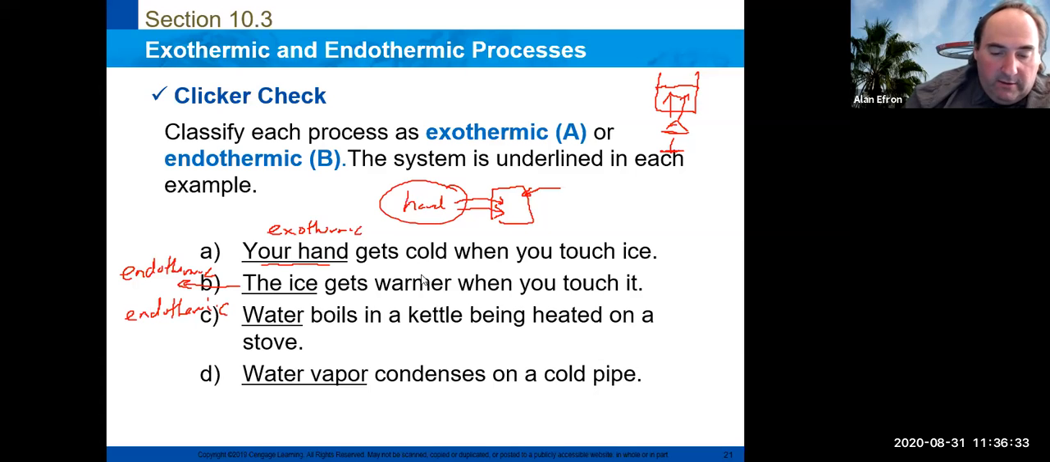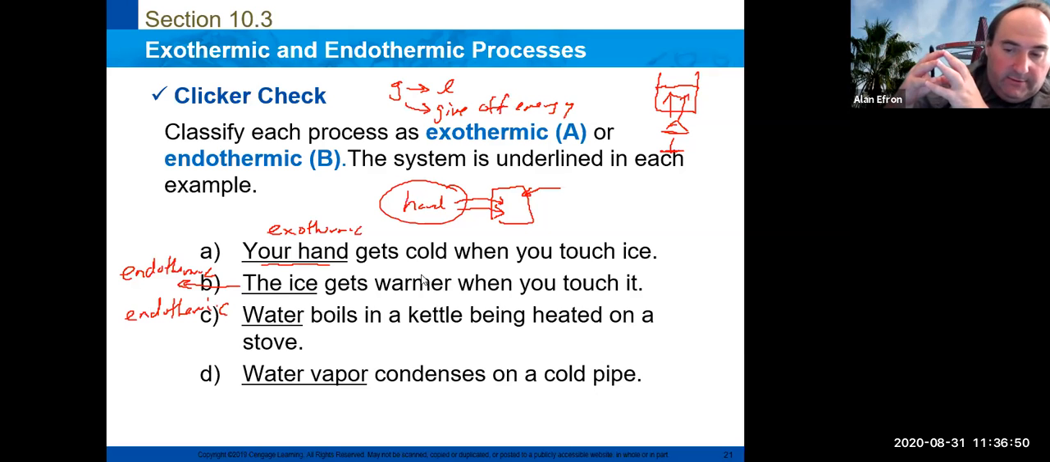And lastly, water vapor condenses on a cold pipe. So condensation is when we go from gas to liquid. And in order for that water vapor to go from gas to liquid, it needs to give off energy, because it will need to slow down to go into the liquid phase. When it does so, because it's giving off energy, that then would be exothermic in terms of the water vapor.